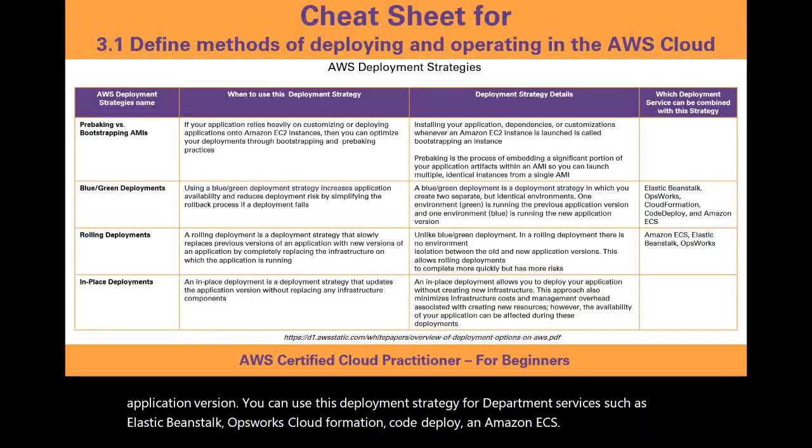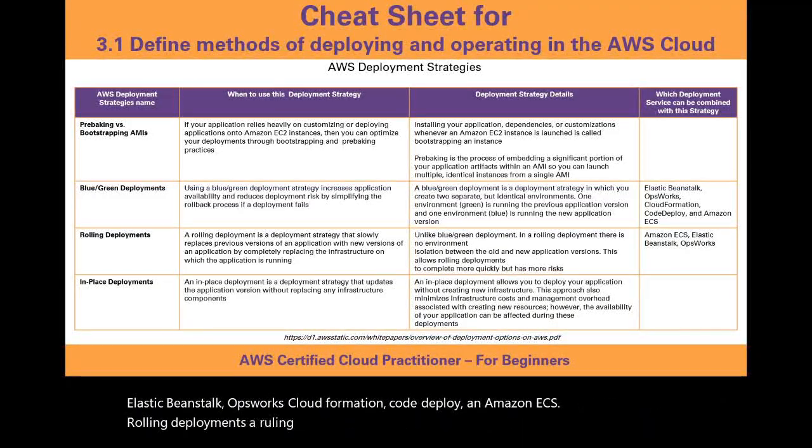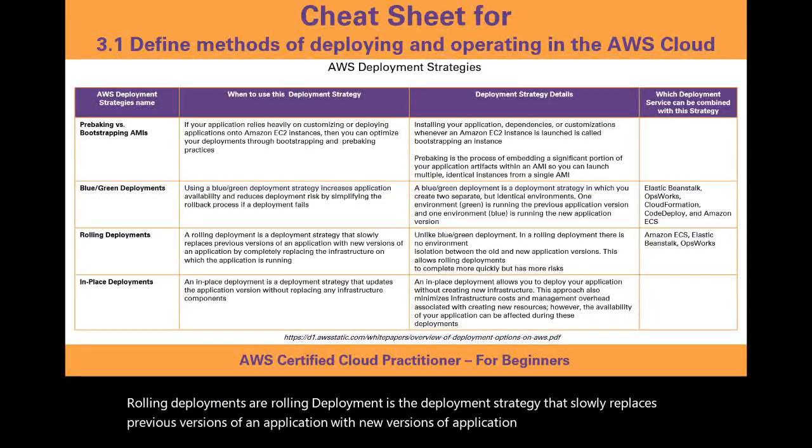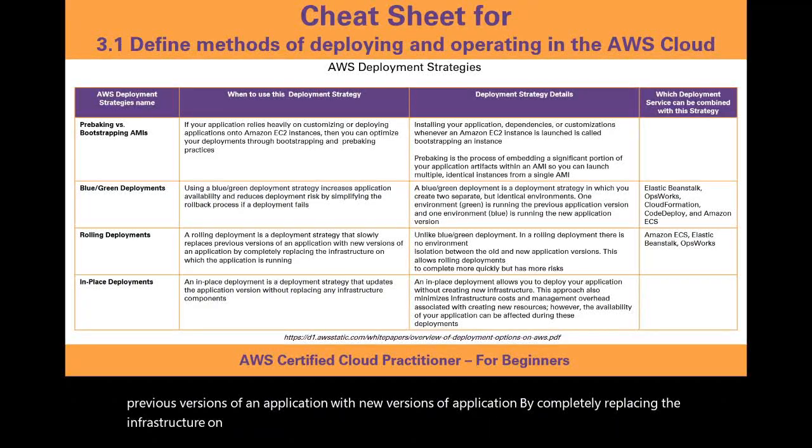Rolling deployments. A rolling deployment is a deployment strategy that slowly replaces previous versions of an application with new versions of the application by completely replacing the infrastructure on which the application is running. When should you use this deployment strategy?